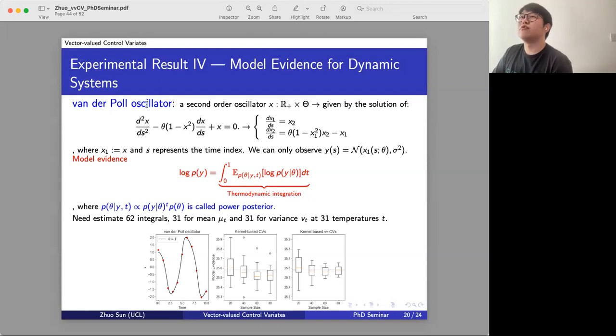Okay, the last example I'm going to show today is model evidence for a dynamic system. Here we are considering a van der Pol oscillator. This is a second order oscillator, has this form, and it can be translated to this form for the computation. What we can observe is a noisy version of X1 with some Gaussian noise here. And the model evidence can be expressed in the form of the thermodynamic integration. Basically, the integrand here is the log likelihood of the Y. And this distribution of interest is called the power posterior. We have a temperature t here that controls the weights of the likelihoods on the log scale.